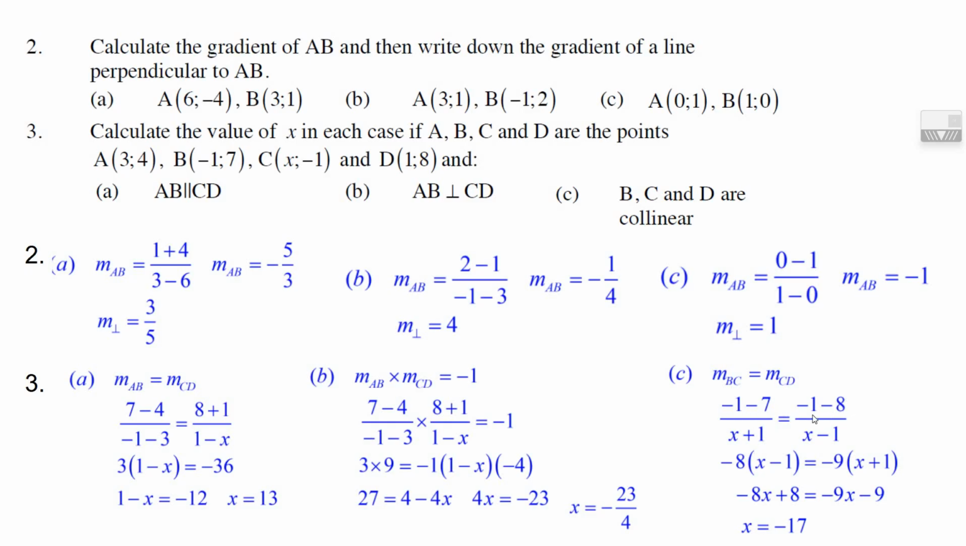Now you just work it out. That's -8, that's -9. I cross multiply. Multiply both sides by x minus 1. Multiply both sides by x plus 1. You get -9x. You get -8x. You add 9x, you get x. And you go -7 minus 9. The answer must be -17.